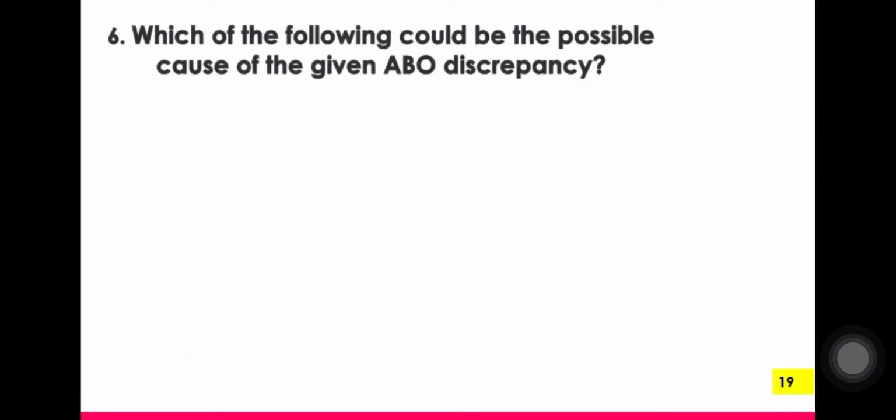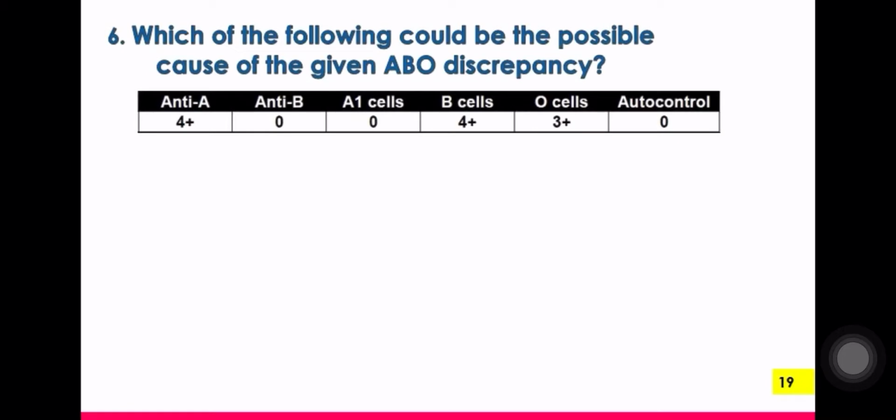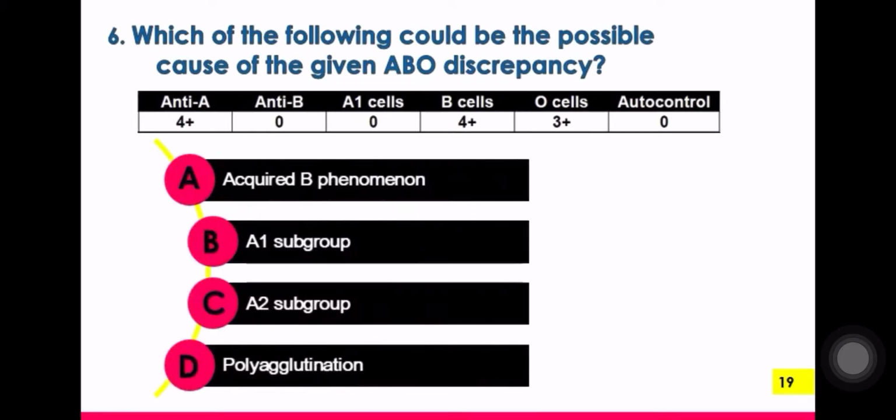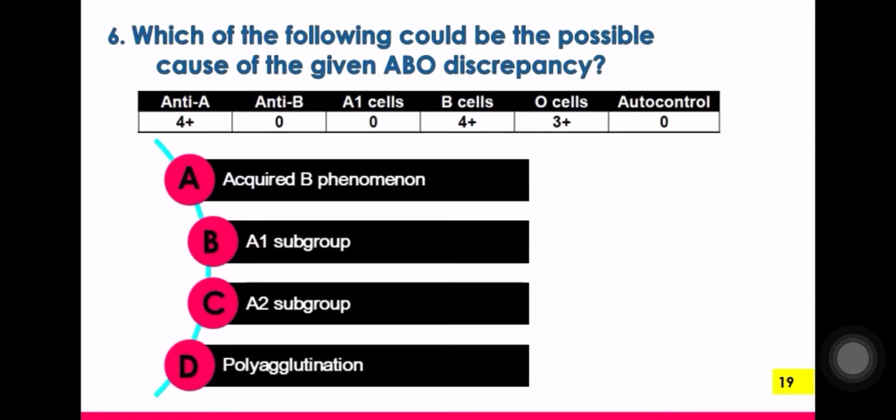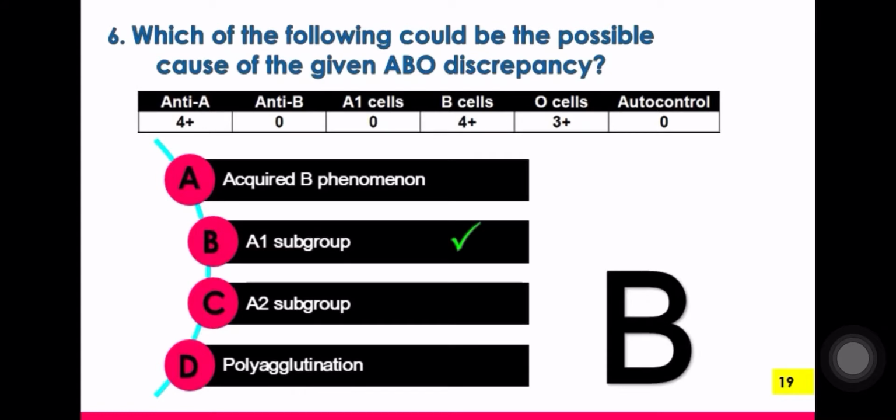Now for number 6, which of the following could be the possible cause of the given ABO discrepancy? A. Acquired B phenomenon, B. A1 subgroup, C. A2 subgroup, or D. Polyagglutination. The correct answer is letter B, A1 subgroup.